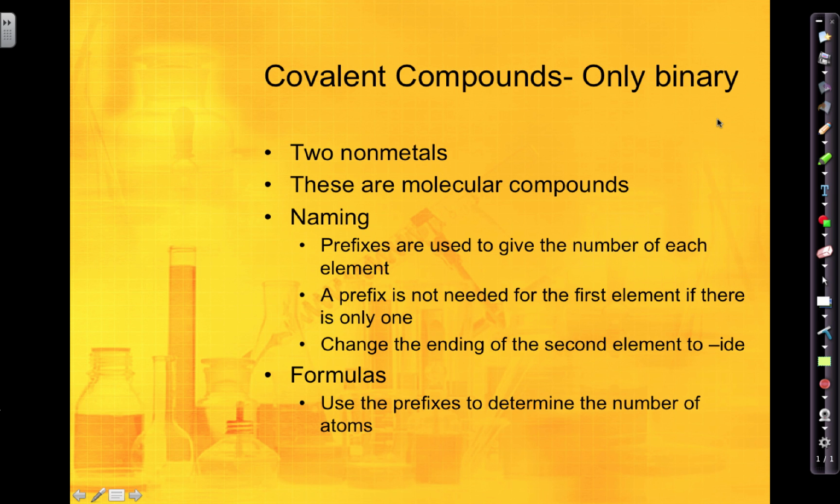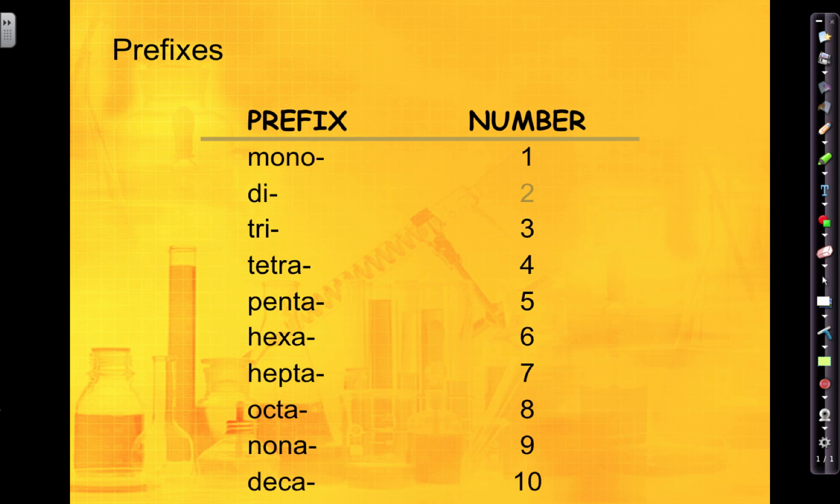All right, so with formulas, you just use prefixes. That tells you how many atoms you have of each element, and that's it. All right, so just know these prefixes. So mono is 1, di would be 2, tri is 3, tetra 4, penta 5, and so on. Most of these are pretty self-explanatory. Some of these you'll have to make sure you just memorize.